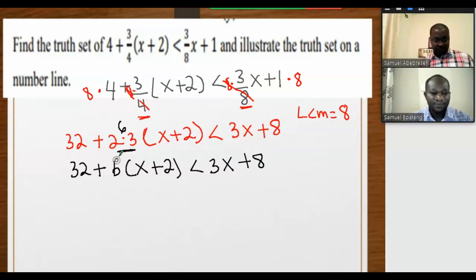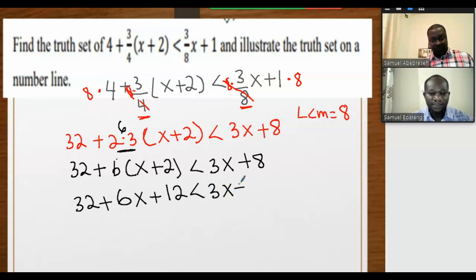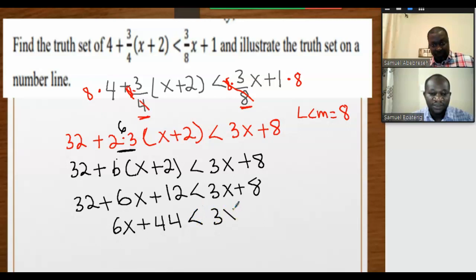Okay, next step, 32, let's get rid of the bracket. 6 times x will give you 6x plus 6 times 2 will give you 12 less than 3x plus 8. Okay, first let's add 32 and then 12. 32 plus 12 will give 44 less than 3x plus 8.